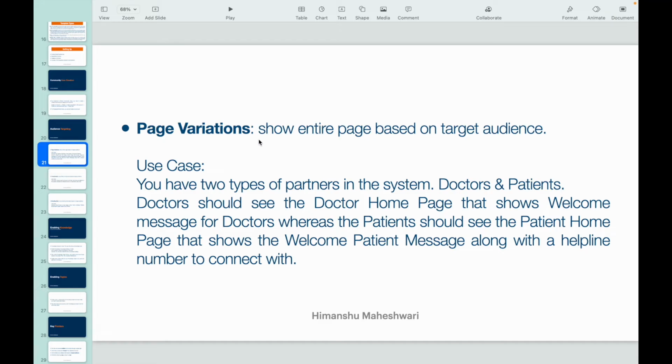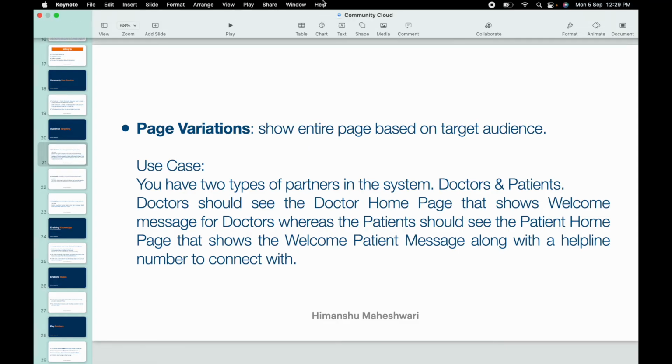The entire page that you see can have a variation in itself, and it can be shown based on the target audience, right? The use case we'll be considering is that you have two types of partners in the system. One is doctors and the other one is patients, right? Doctors should see the doctor homepage that shows the welcome message for doctors, whereas the patient should see the patient homepage that shows the welcome patient message along with a helpline number to connect with, right? This is the use case. So the doctor will see the welcome message and the patient will see a welcome message but a helpline number also. All right, and this is a variation on the page level. Let's try to accomplish this.